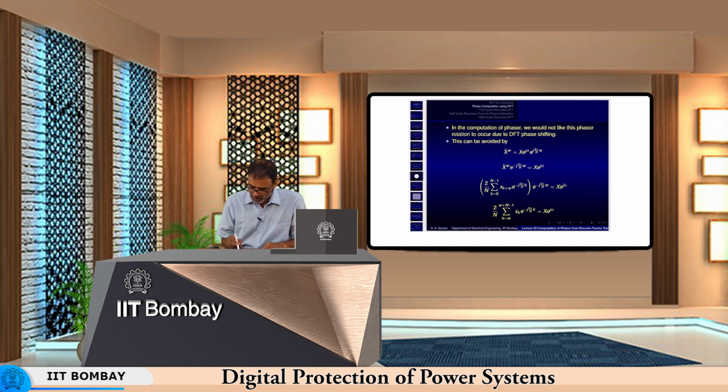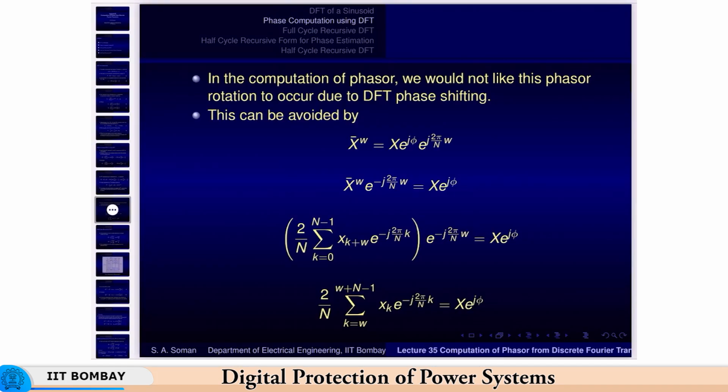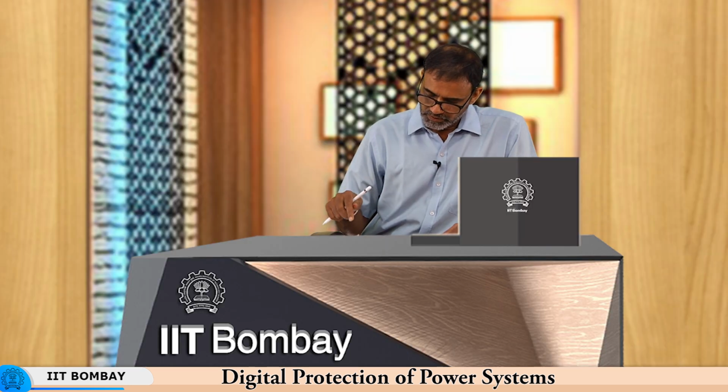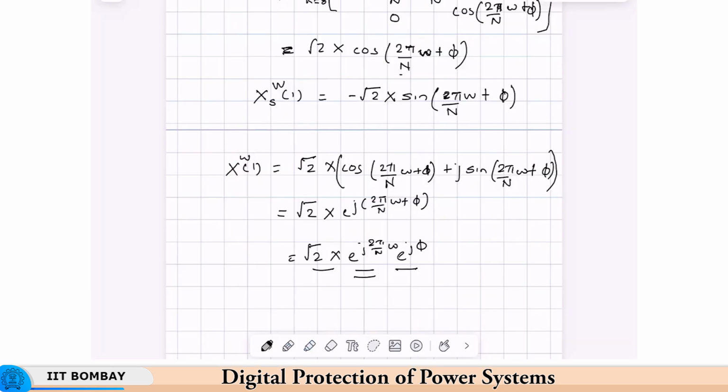that a component e raised to j 2 pi by n W is introduced, which leads to the phasor rotation occurring with each window. Okay, like we gave an example of say n equal to 12, then with each new window a phasor rotation of 30 degrees will happen. So, that has to be avoided. We need this expression only, x e raised to j phi. So, that was it here. So, what do we do?